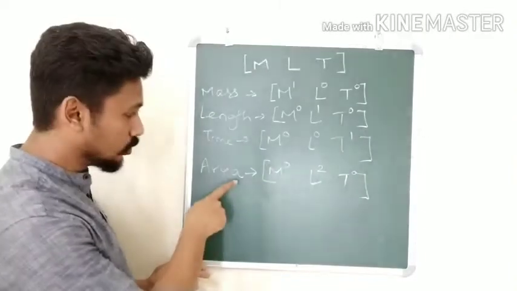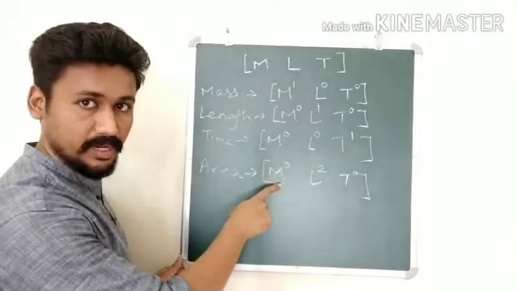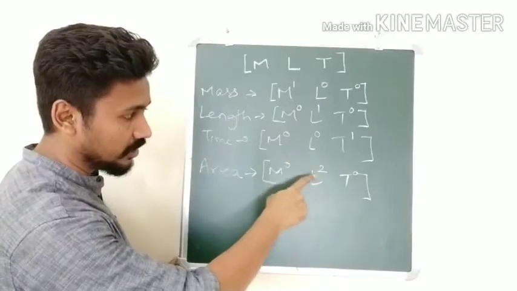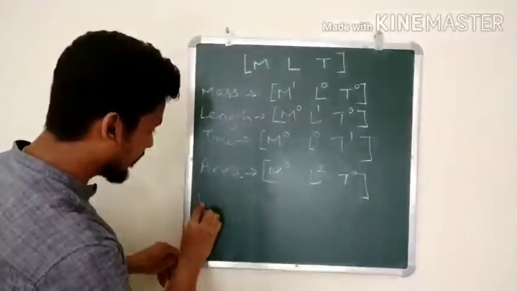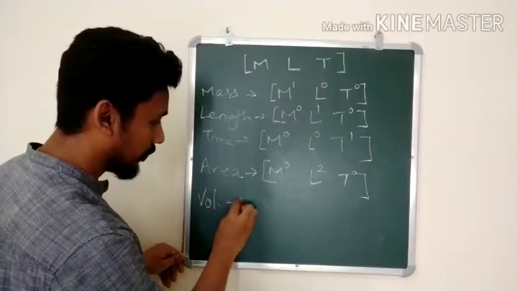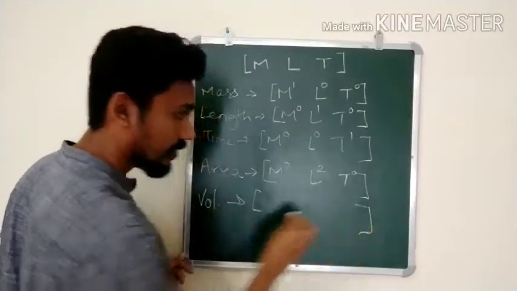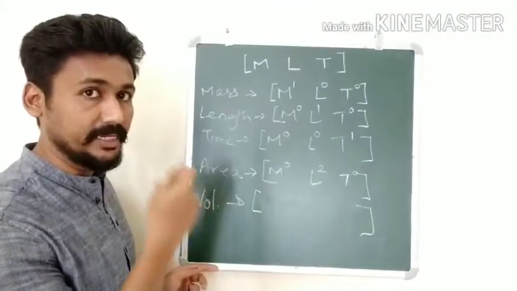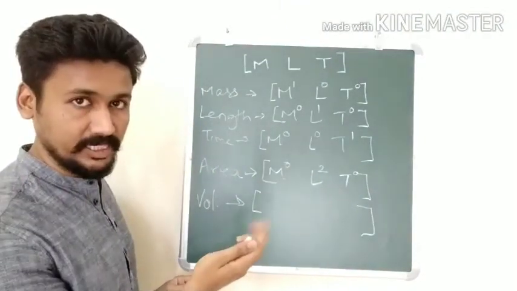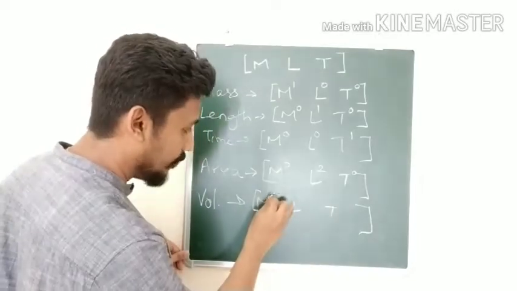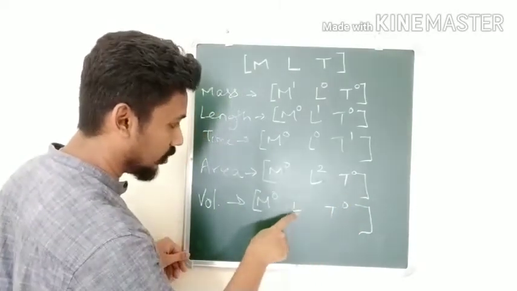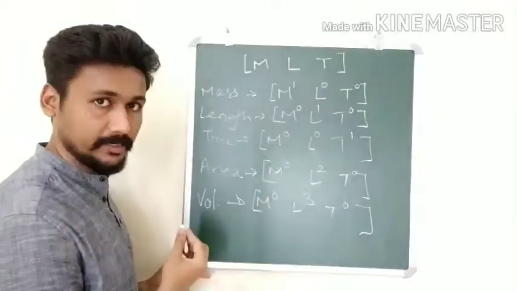Getting the idea? So in measurement of area, the dimension formula becomes M to the power 0, L to the power 2, T to the power 0. Let us take one more, that is volume. In volume, we have length into breadth into height. So we have the cube of the length. So you will write this as M L T, M to the power 0, T to the power 0, but L to the power 3. So let us see the dimension formulae of some more complicated quantities now.